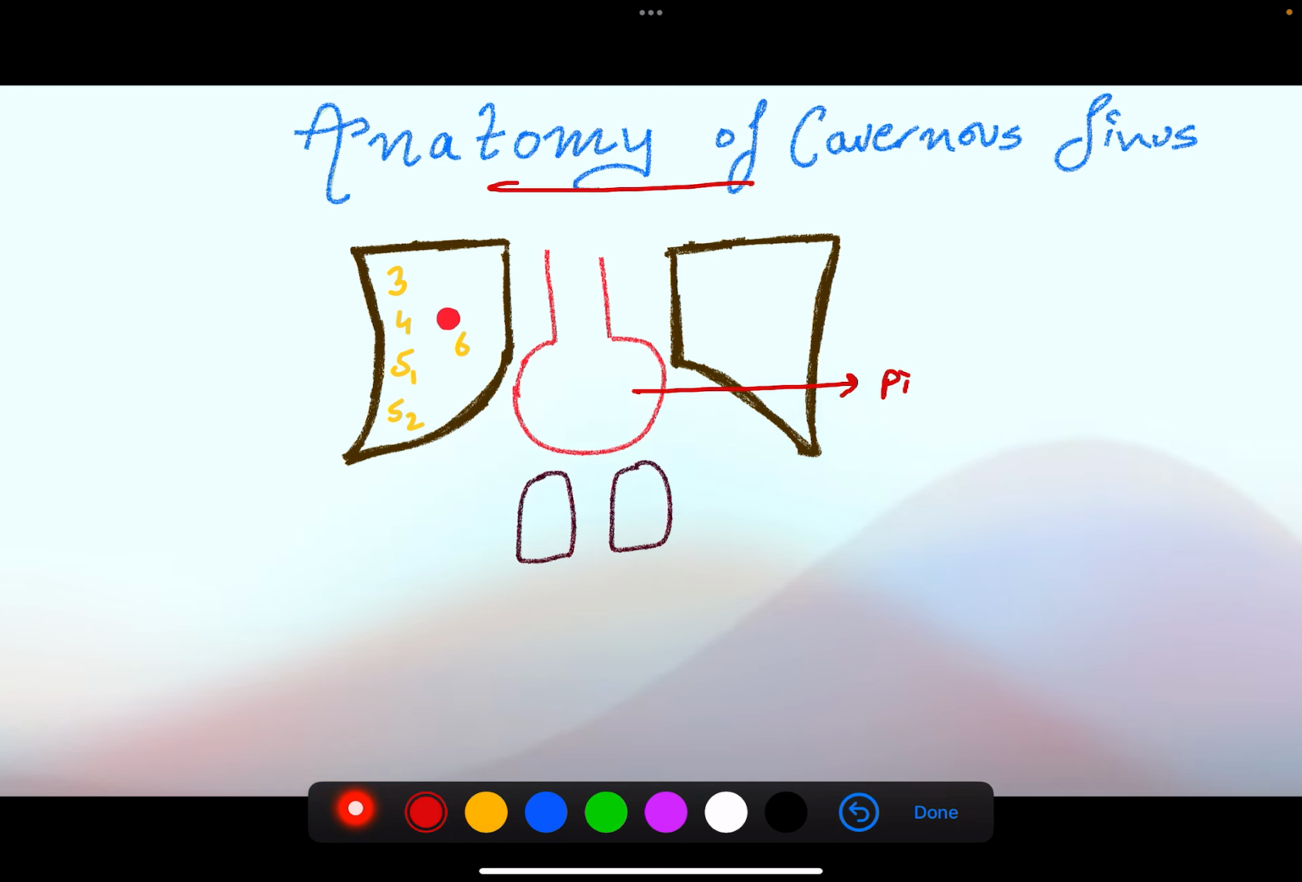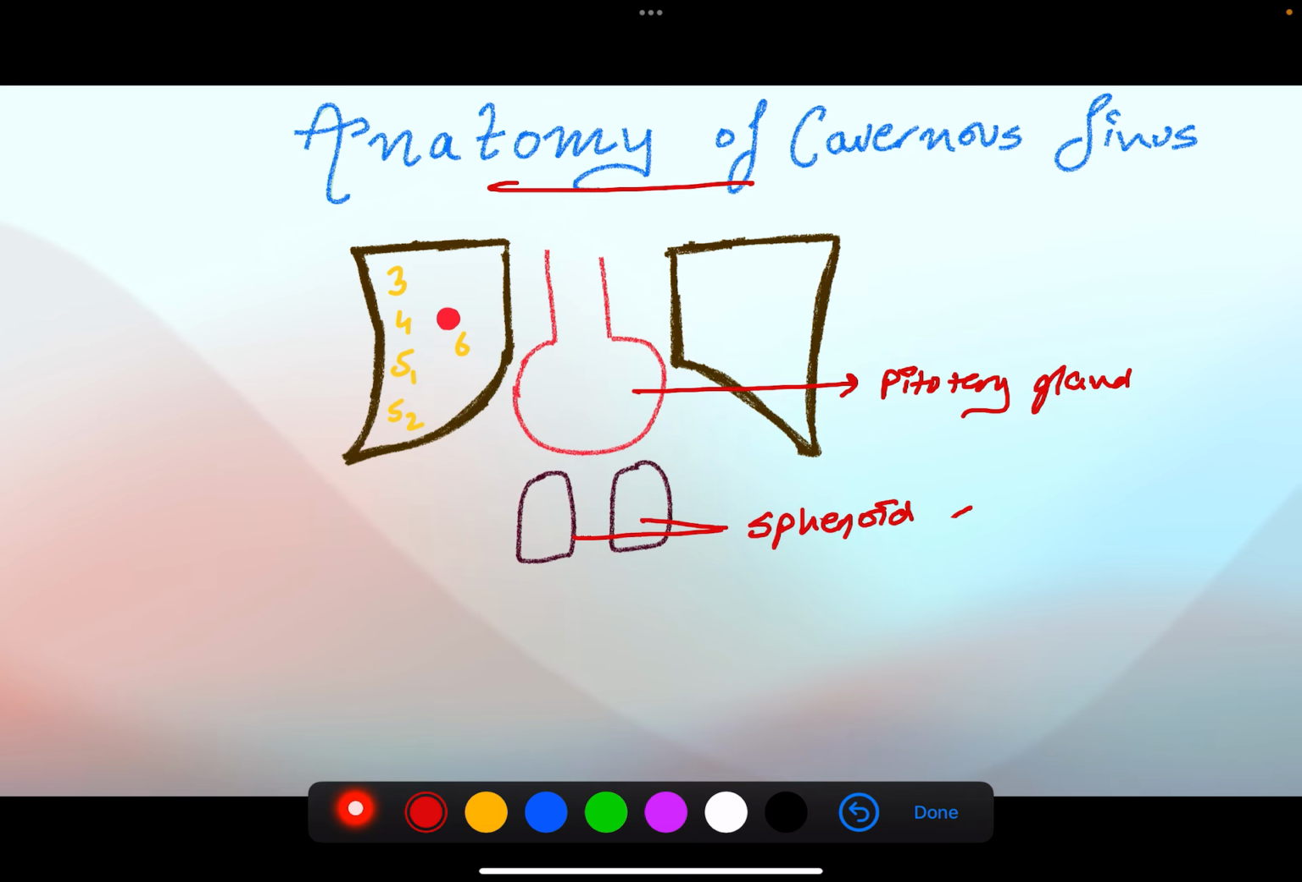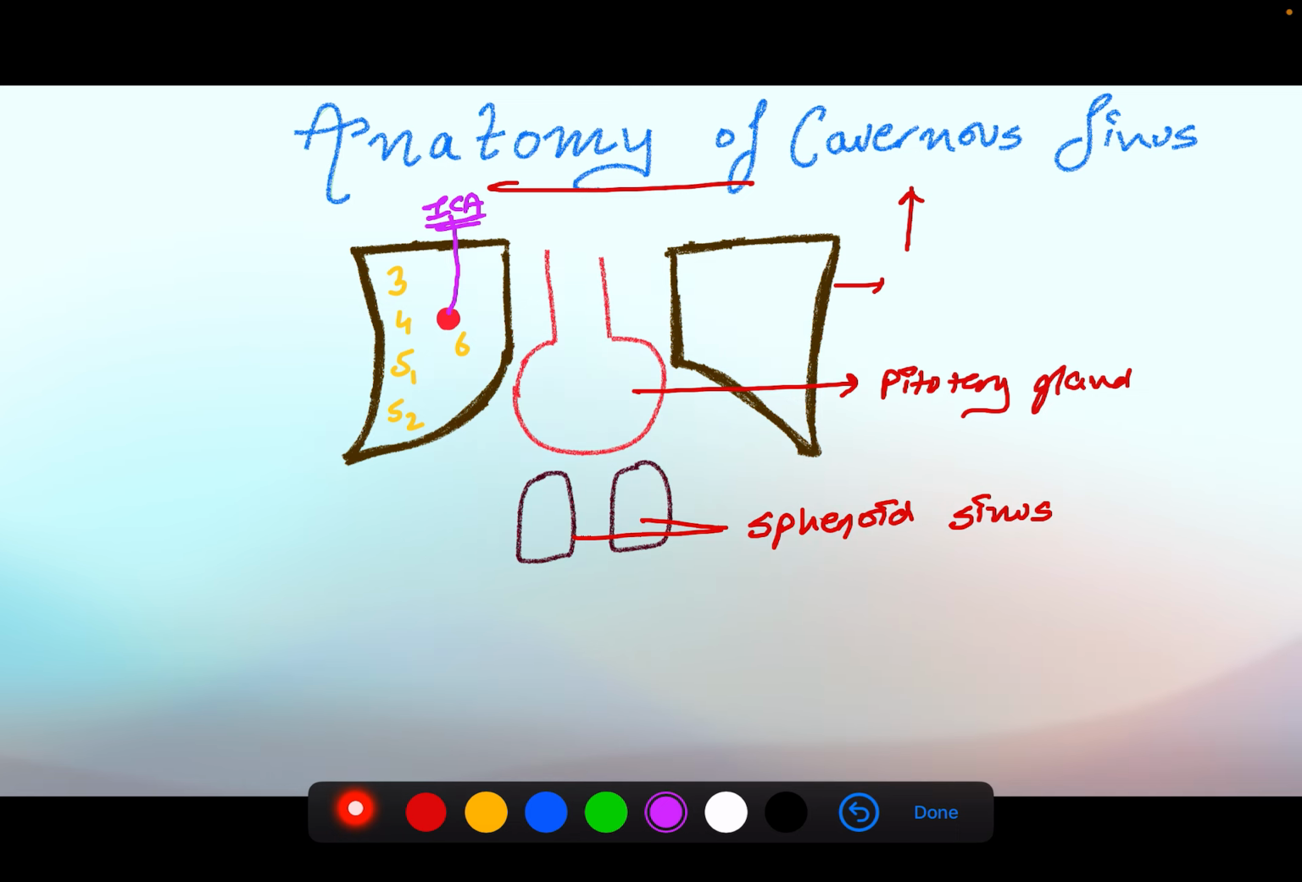This one is the pituitary gland. These are sphenoidal sinuses, and this is cavernous sinus. To mark the inside structures, this is internal carotid artery. Since it is inside, it won't be external, it will be internal carotid artery. Nerves will be 3, 4, 5, 1, that is V1, and 5, 2, and the 6th cranial nerve. This will be the anatomy for cavernous sinus.